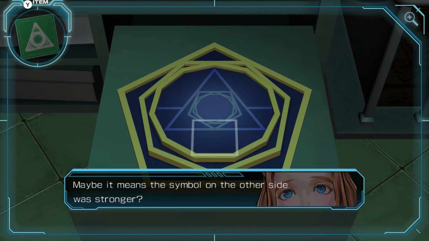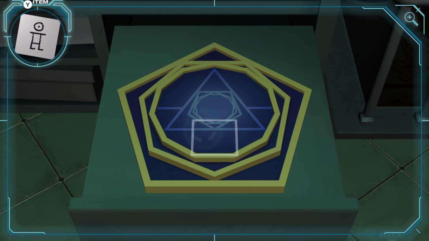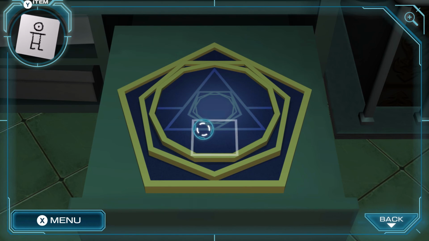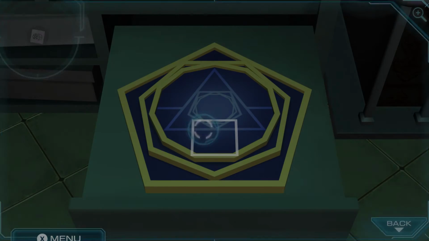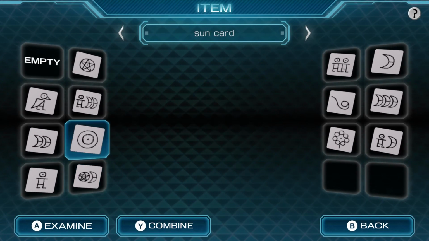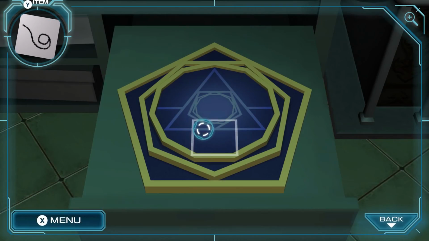Maybe it means the symbol on the other side was stronger. Is this gonna turn into a so-and-so is faster than so-and-so, who is slower than so-and-so? Find out the order of the 5 racers. It's starting to look a bit like it. So let me get my pen and paper ready. So I'm gonna go ahead. It said this equals 0.